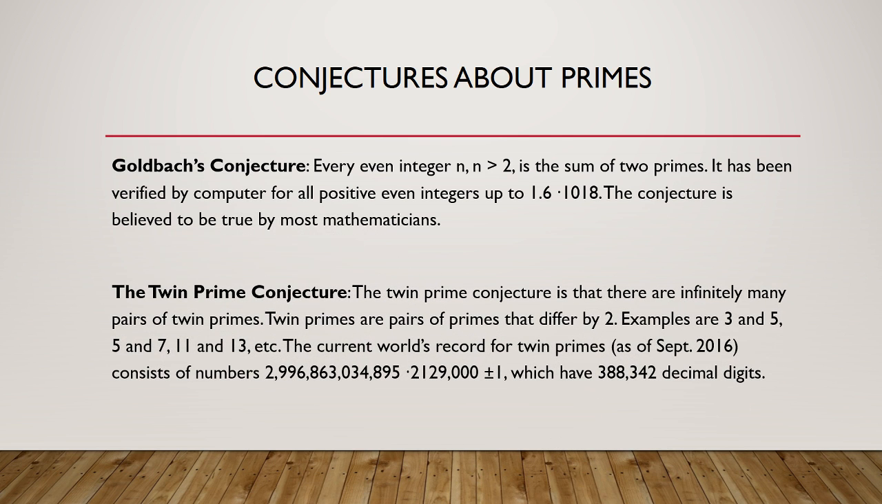Continuing, the twin prime conjecture is that there are infinitely many twin primes. This is being said as 3 and 5, 5 and 7, 11 and 13, etc. And it just infinitely keeps going. The largest one found has 388,342 decimal digits. It's a number that I can't even begin to comprehend. They're very, very large.